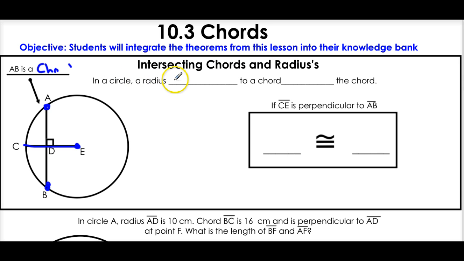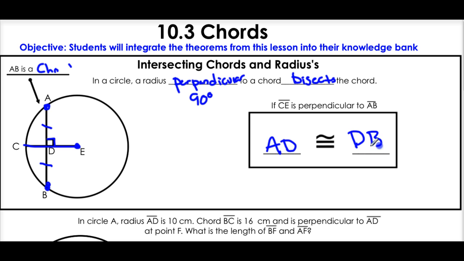In a circle, a radius that is perpendicular to a chord, and remember perpendicular means makes a 90-degree angle, so a radius that's perpendicular to a chord, just like in this case, this radius is perpendicular to this chord, bisects the chord. So the radius, because it's perpendicular to this chord, has bisected the chord, like so. So what do we know? If CE is perpendicular to AB, then we know AD must be congruent to DB. That is our first theorem.